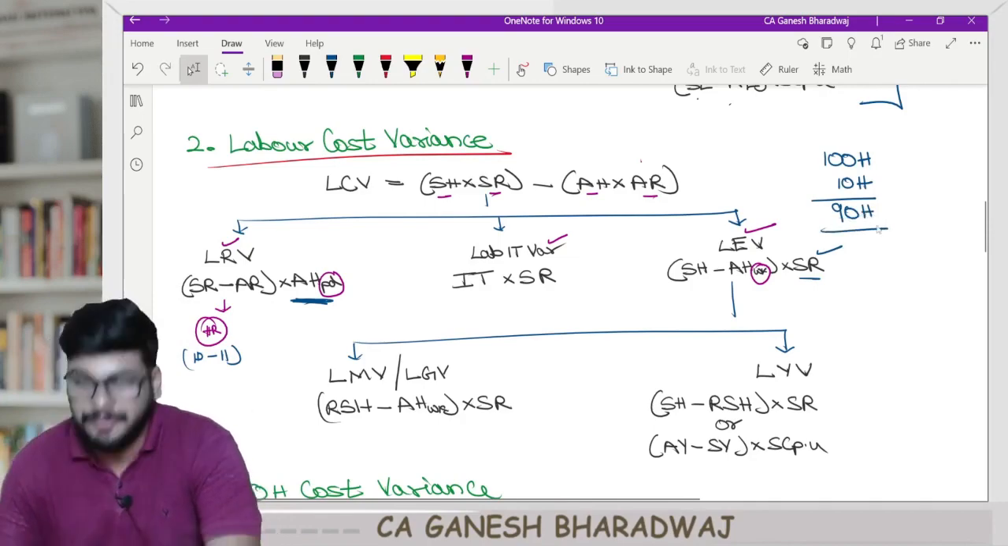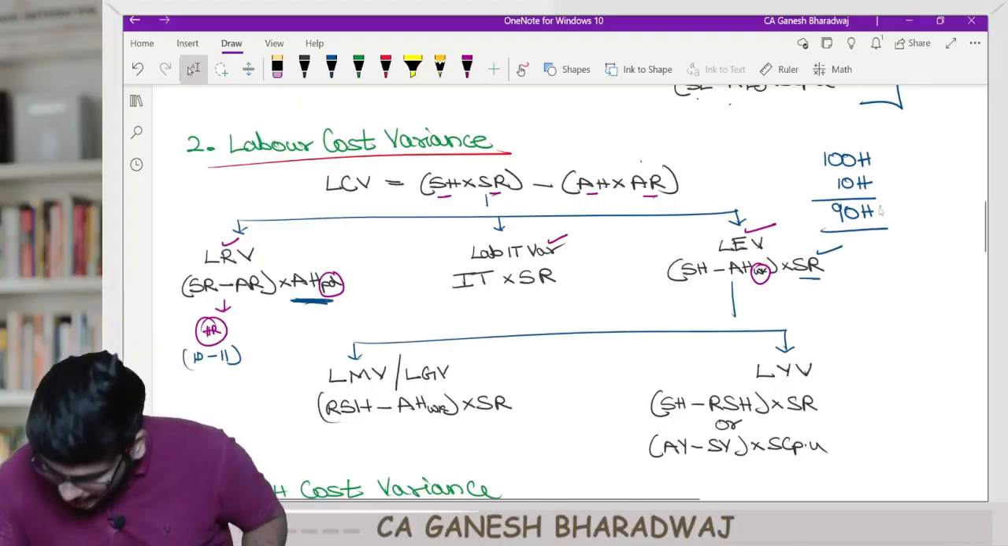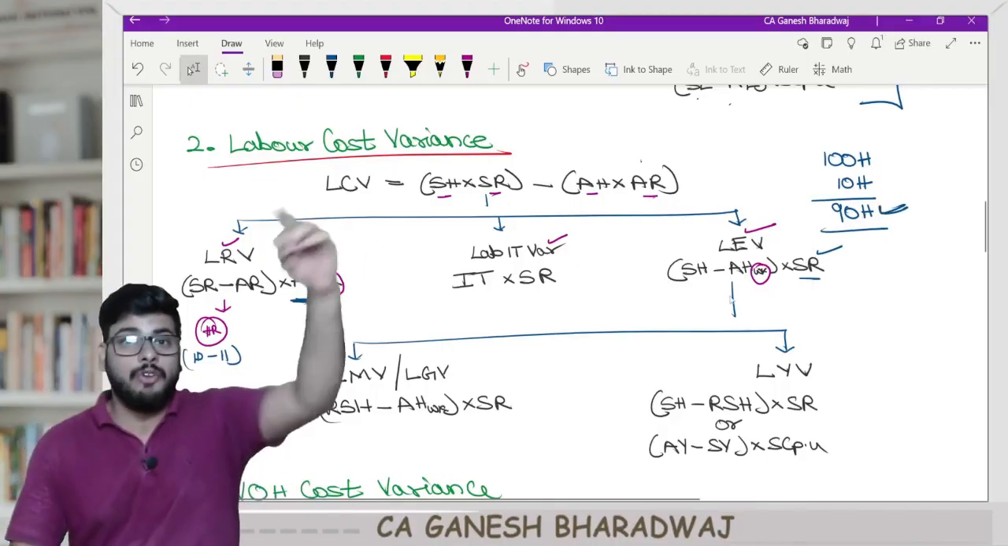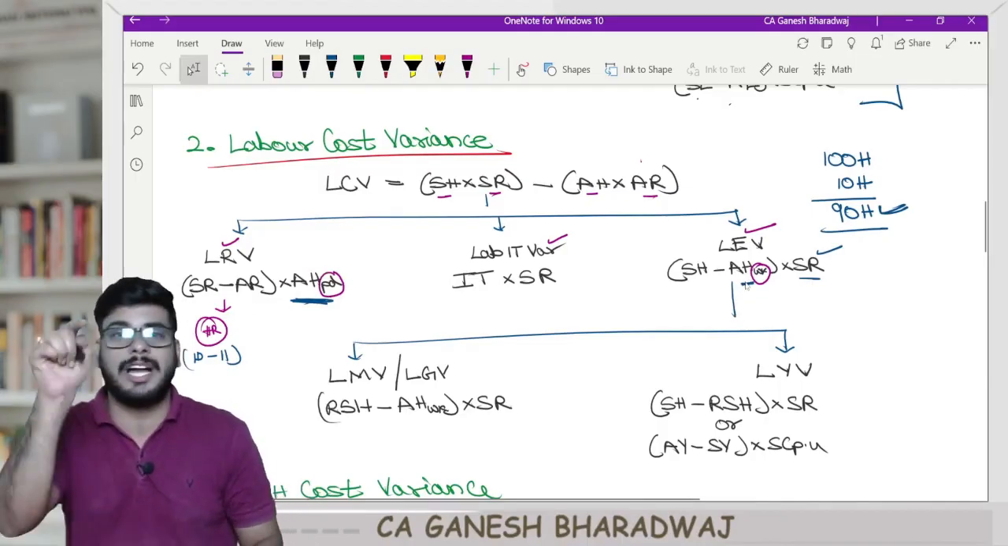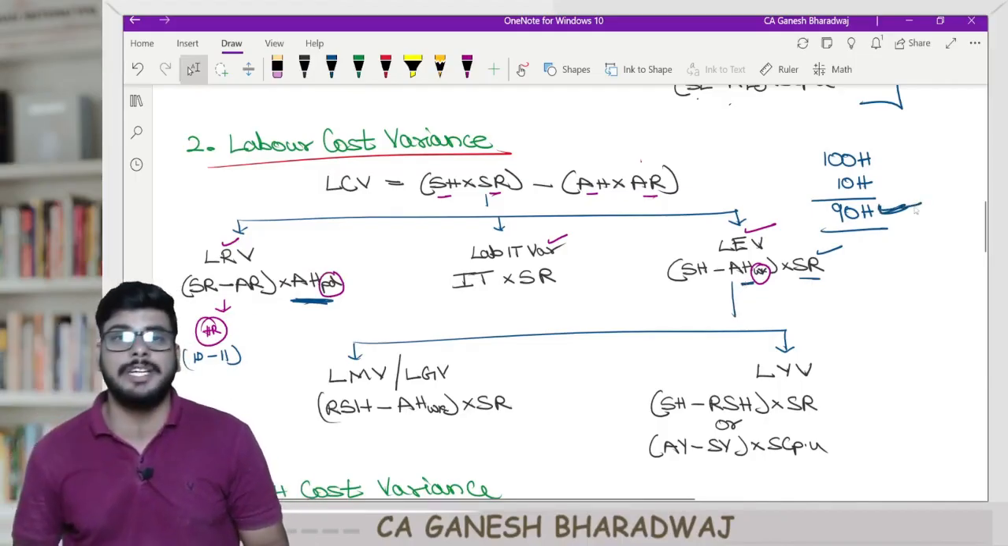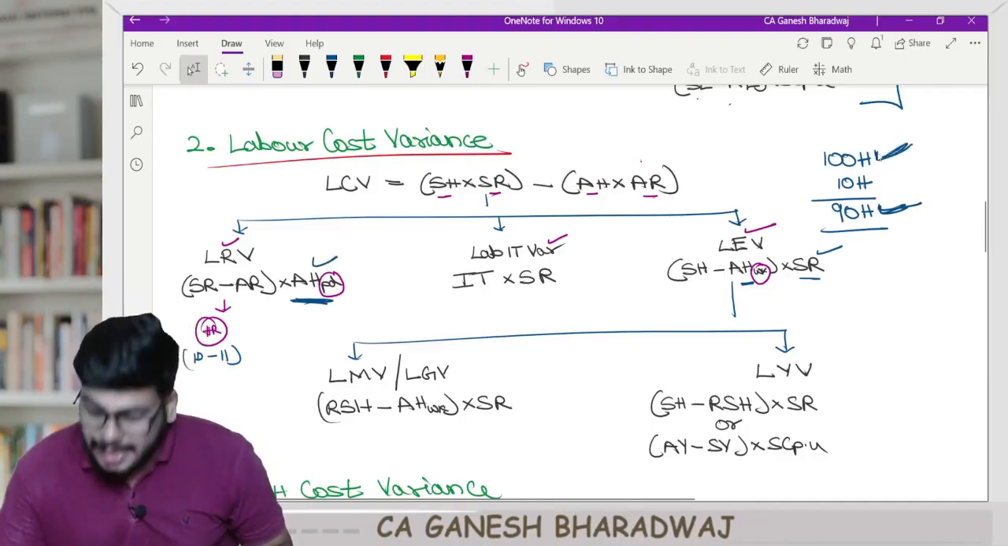They worked only for 90 hours. Now, when I'm judging the efficiency, I will only consider what? How many hours you should have taken versus how many hours you have actually worked. I will only take 90 into picture, whereas when I am paying them, I will pay them fully for the entire 100 hours.